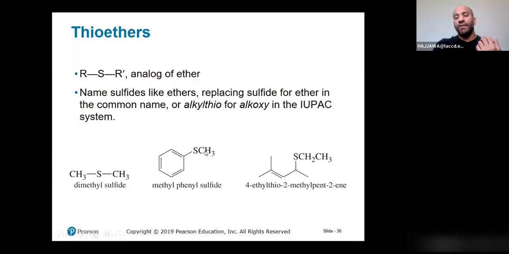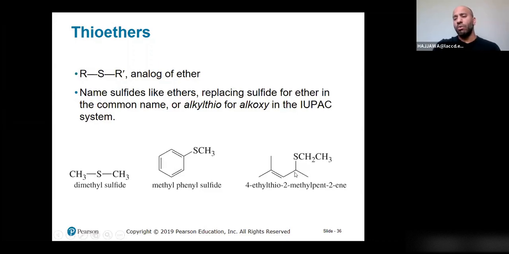If I have two different alkyl groups, again, this is a common name. What would the name be? It would be methylphenyl sulfide. How would the IUPAC name be? Well, in the ether, we consider the ether group as an alkoxy, as a substituent. So here would be an alkylthio, that will be the substituent. So methylthiobenzene would be the IUPAC name of this structure.